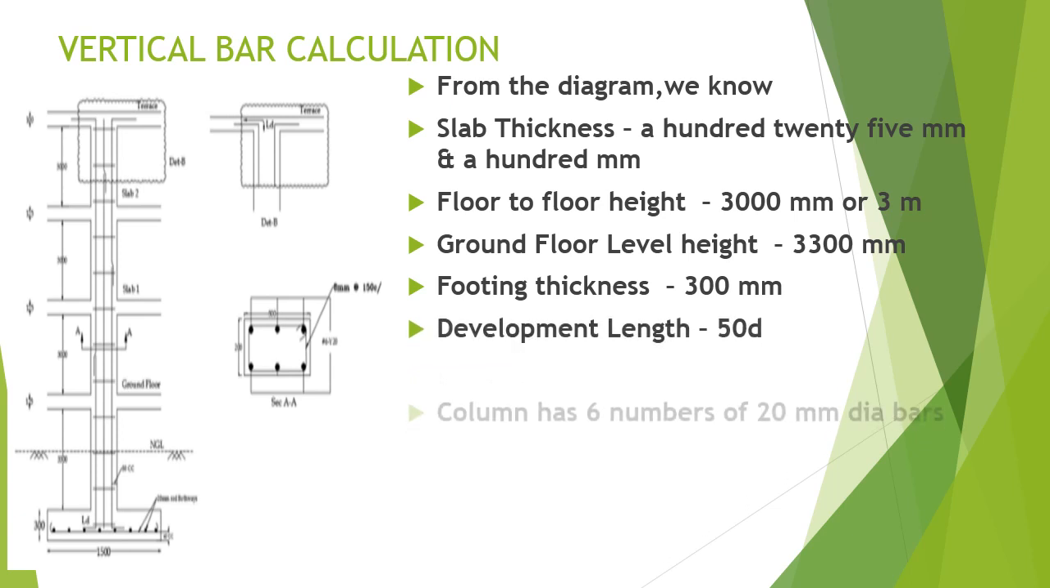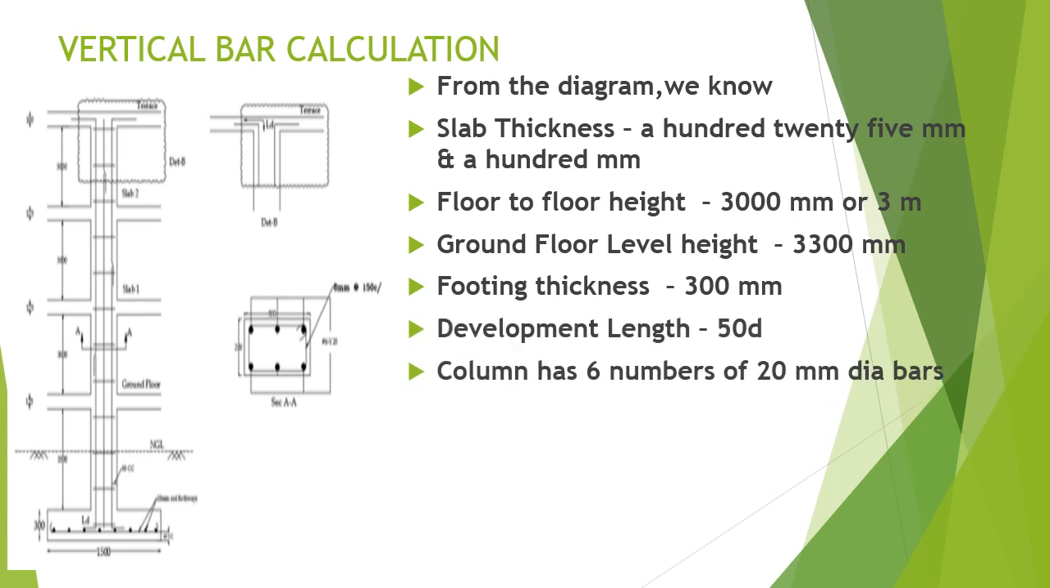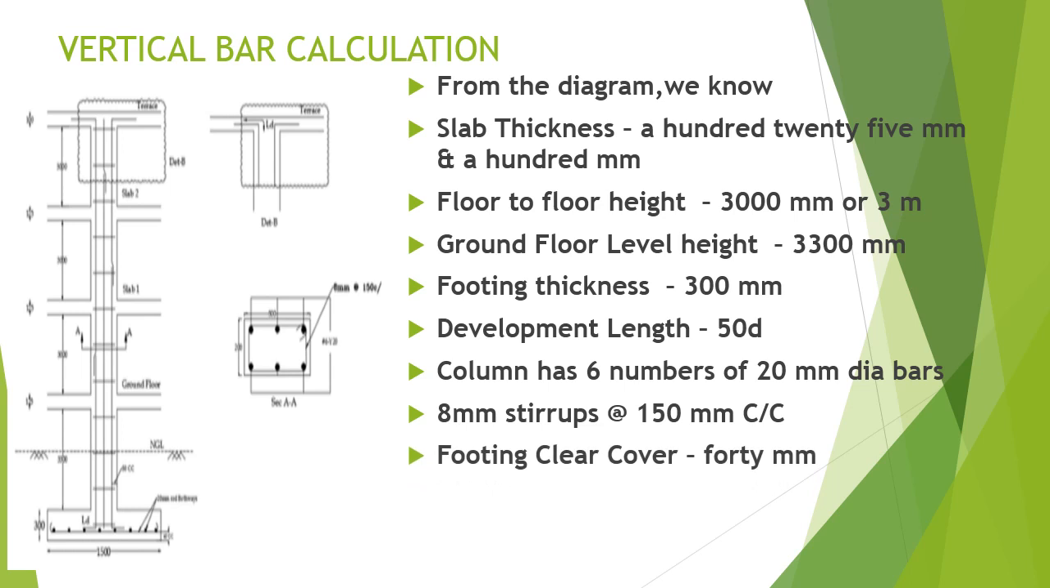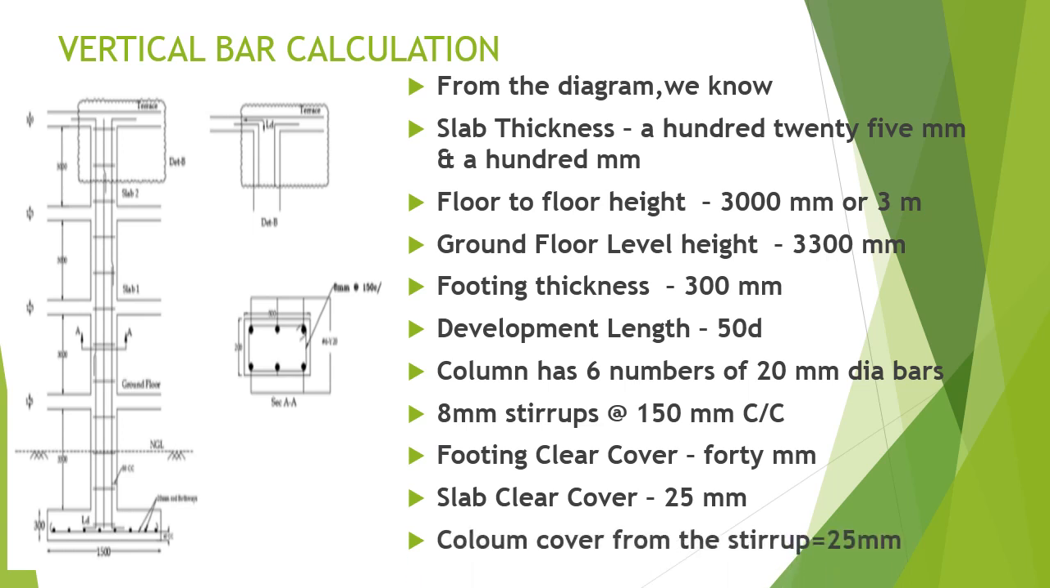Development length is 50 dia. Column has 6 numbers of 20 dia bars. 8 mm stirrups at the rate of 150 mm center to center. Footing clear cover 40 mm. Slab clear cover is 25 mm. And column cover from the stirrup is 25 mm. Calculation methodology.